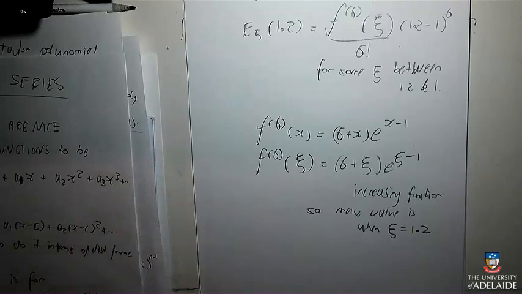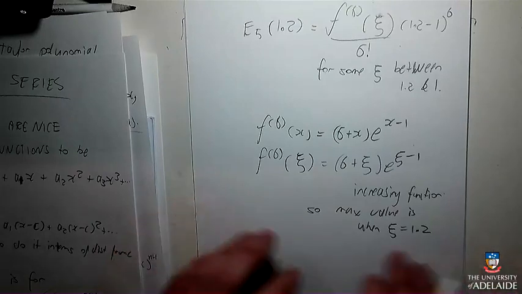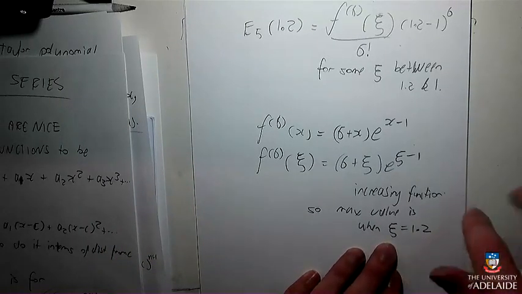Now this is pretty sad, because the whole point of calculating this was to approximate x e to the x minus 1. If I have to calculate what number times e to the number minus 1 is in order to approximate it, it's a bit stupid. So what we're going to have to do is approximate it even further. It's an increasing function, so the max value is here, and we can say, well, let's just think about that.